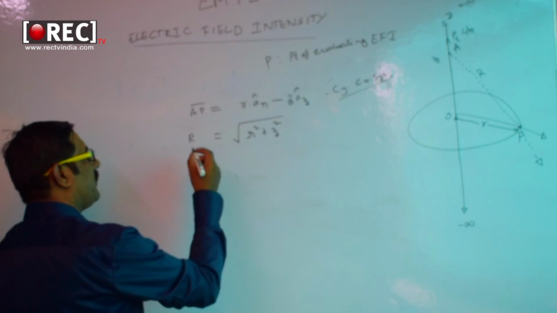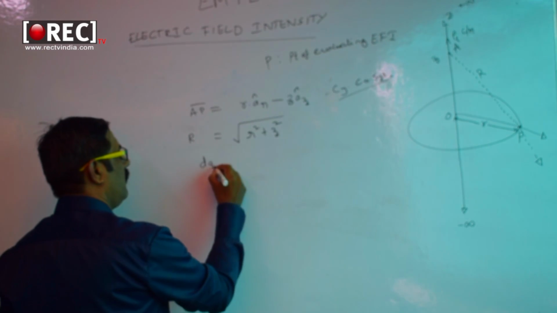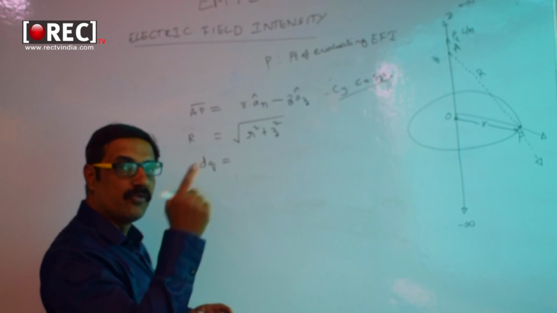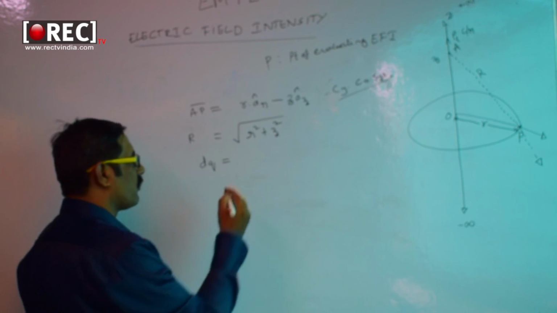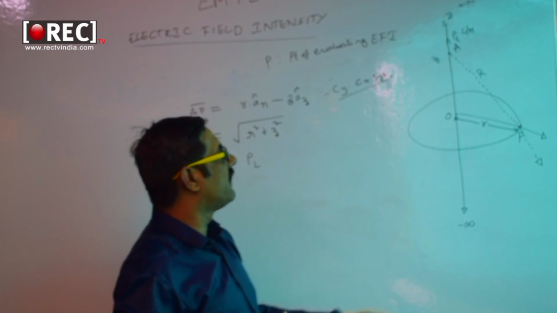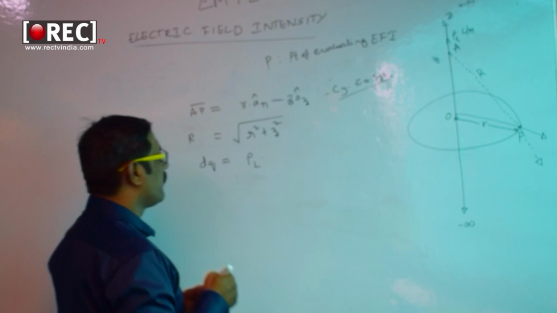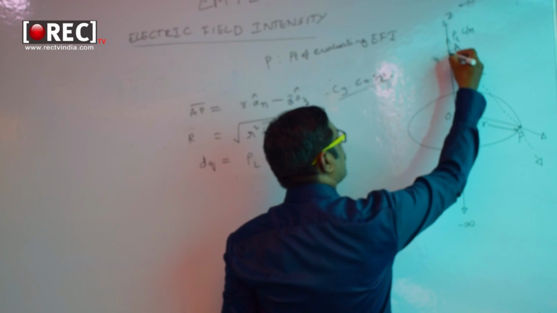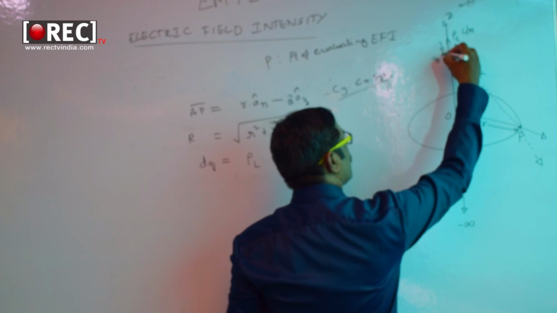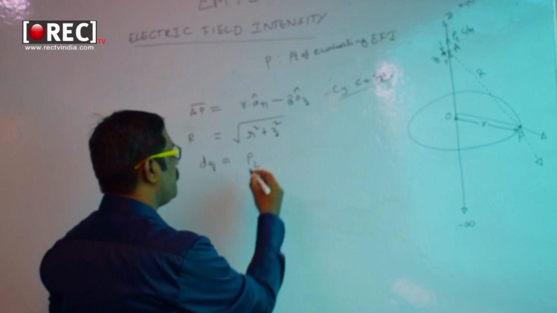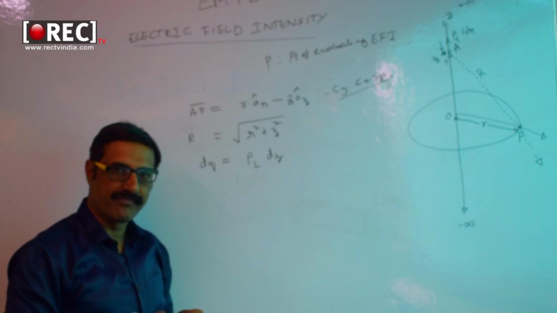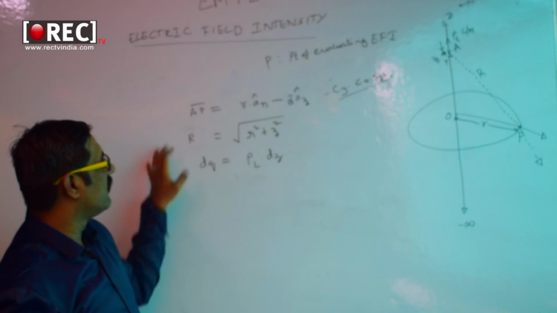Next, let us evaluate dq. So what is dq? If you remember, since rho L is dq by dl, I can take it as rho L into, what is the length actually? Since the length is along the Z axis, I will be considering a small length along the Z axis. So this small distance I can call it as dz. So rho L into dz would give us the value of dq.